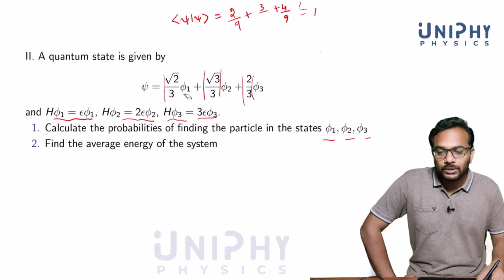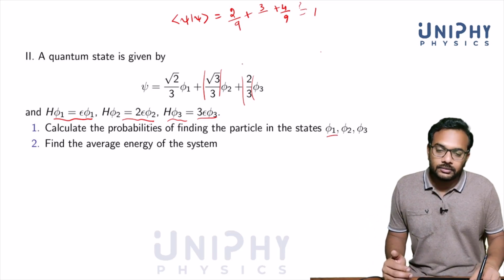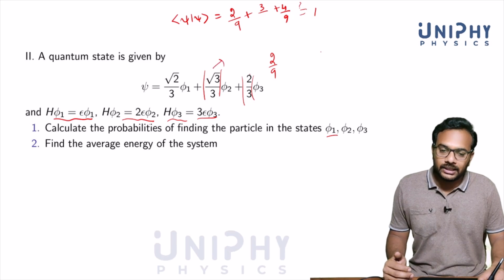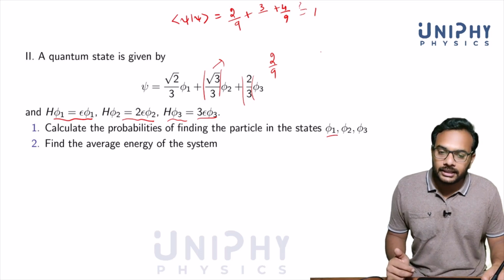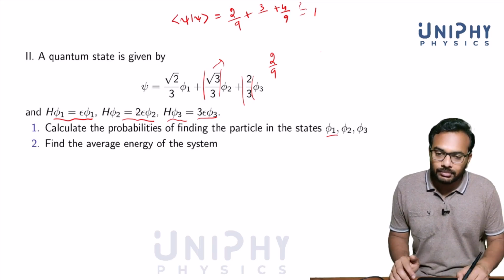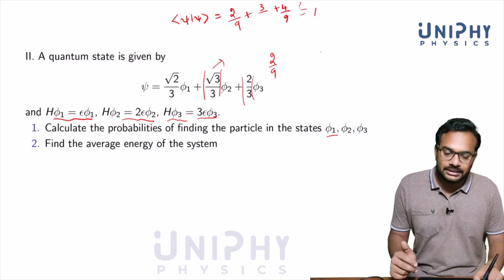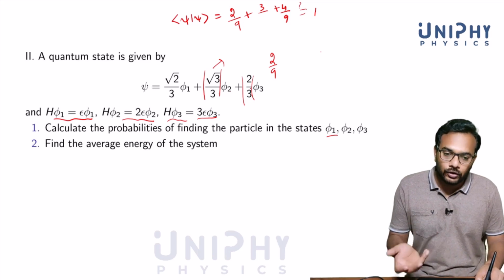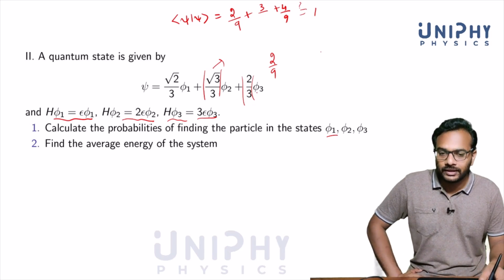So what's the probability of finding the system after measurement in the state phi 1? The probability is 2 divided by 9. Similarly, for this it will be 3 divided by 9, which is 1 by 3, and in this case it would be 4 divided by 9. So the probability for finding the state in phi 1 is 2 divided by 9. To find the system after measurement in the state phi 2 is 1 by 3, and you will get 4 by 9 probability for finding the system in the state phi 3 after measurement.